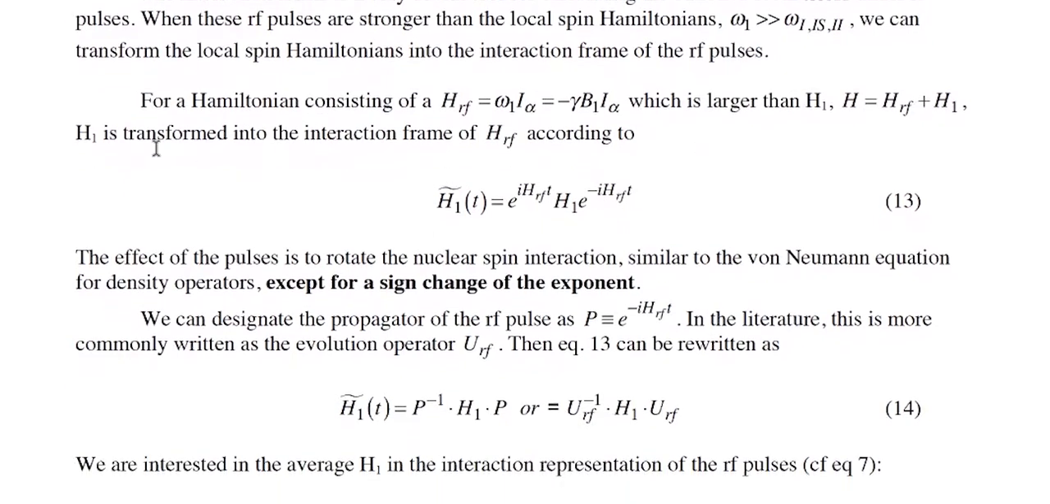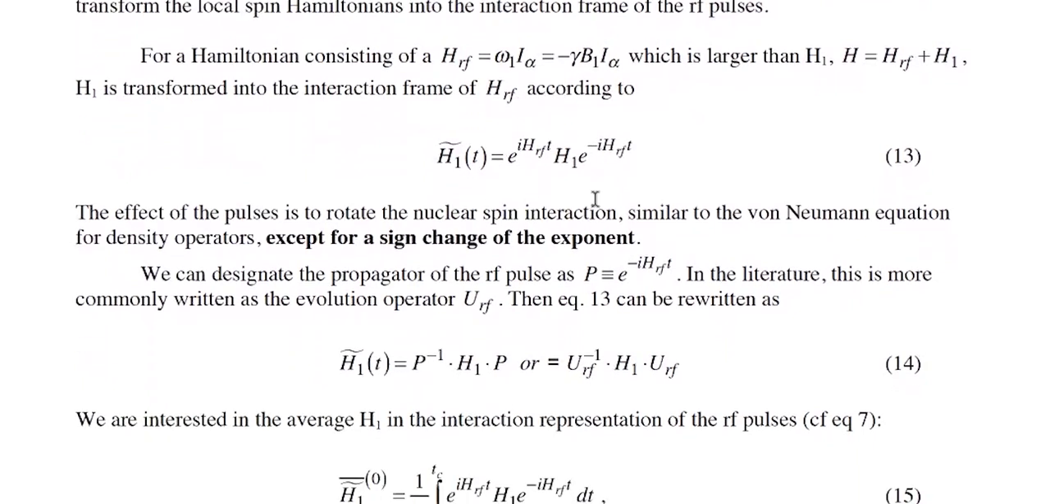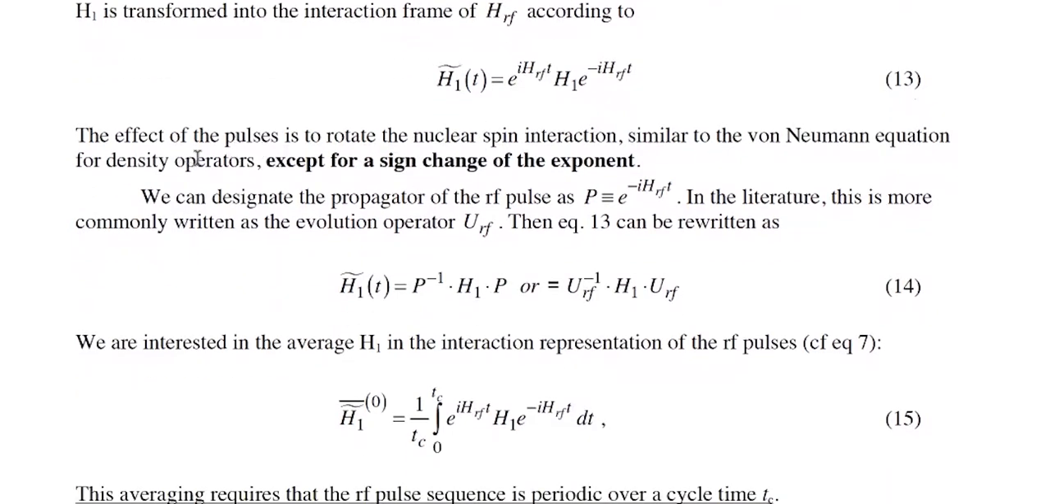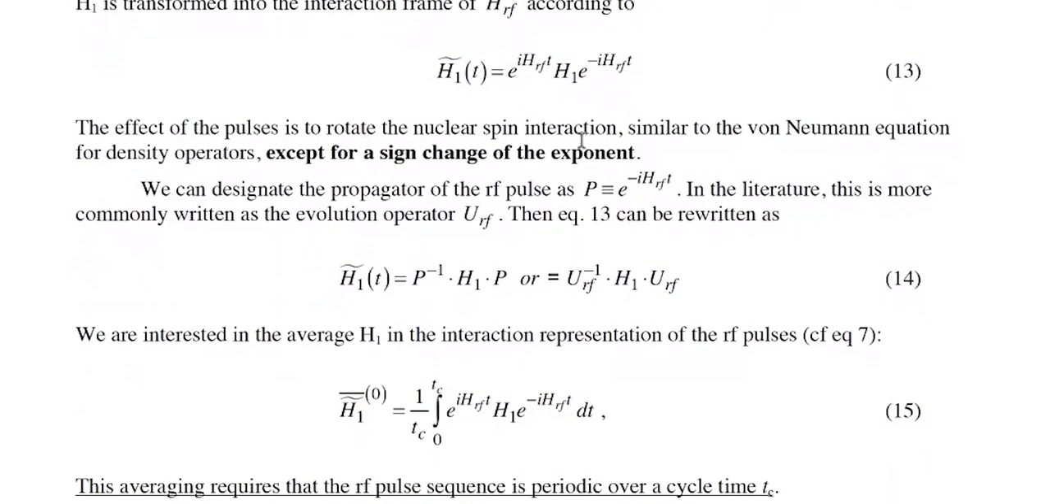So now let's transform the local spin interactions into the interaction frame of the RF Hamiltonian. And so you apply the same definition of that transformation. H1, the local field, is going to be sandwiched by these propagators of the RF pulse, e to the i H RF t before, and then e to the minus i H RF t after. So that gives me the H1 tilde. Okay, so this is the effect of the pulse: to rotate the nuclear spin interaction.